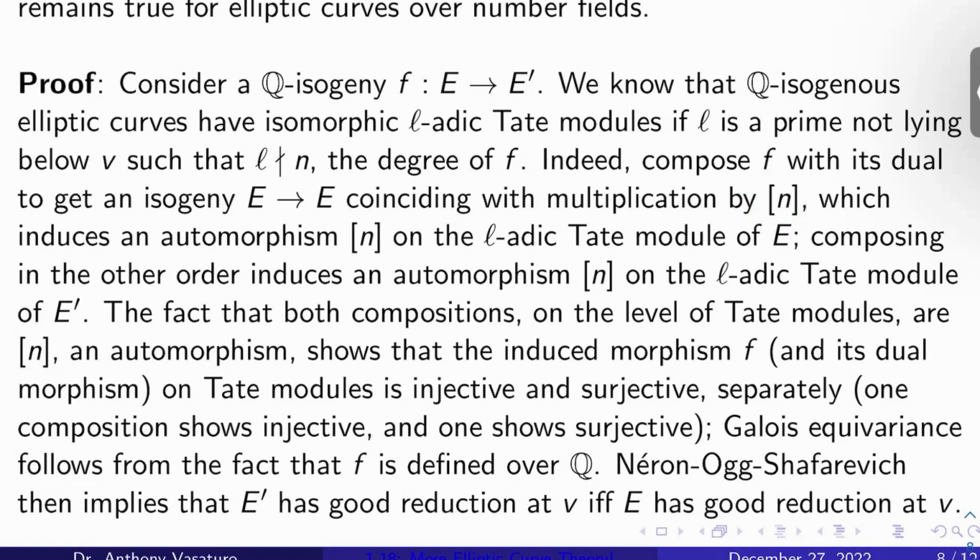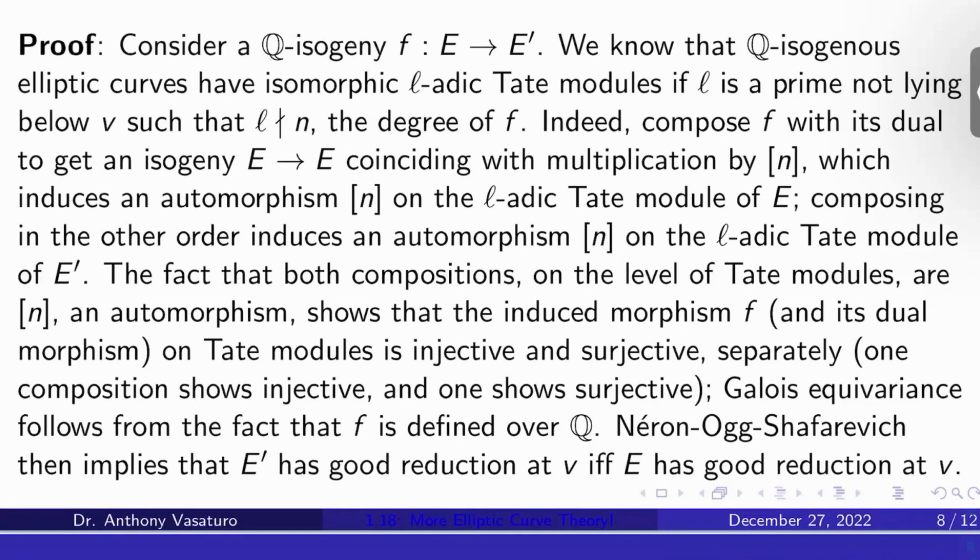Now, multiplication by n on E induces an automorphism, which we'll also call multiplication by n, on the l-adic Tate module of E. That's not hard to see at all. Now, if you compose in the other order, this is again a basic property of dual isogenies, you get an automorphism, which I'll also call multiplication by n, on the l-adic Tate module of E'. Now look, both of these compositions on the level of Tate modules are multiplication by n. Multiplication by n, because l doesn't divide n, is an automorphism.